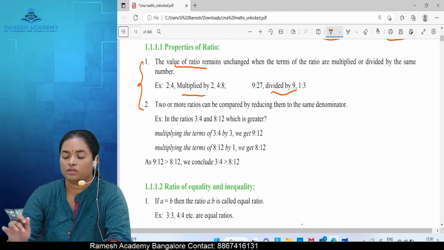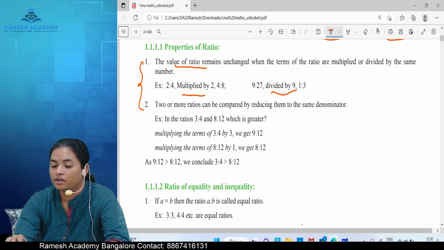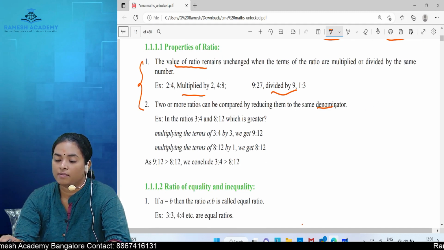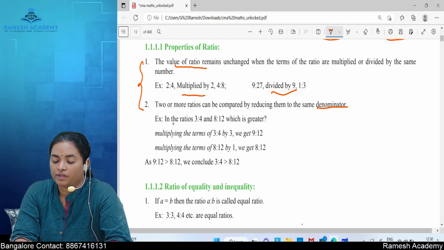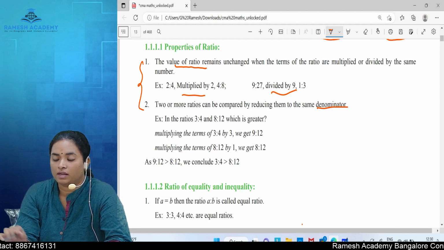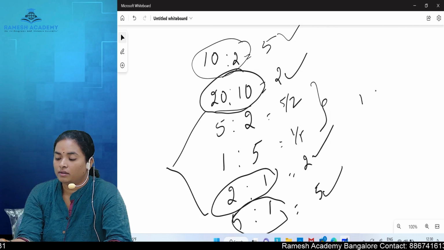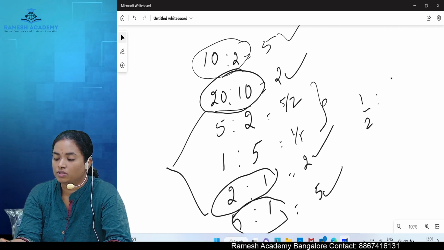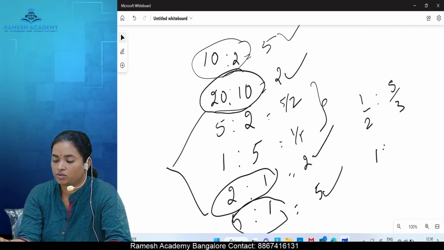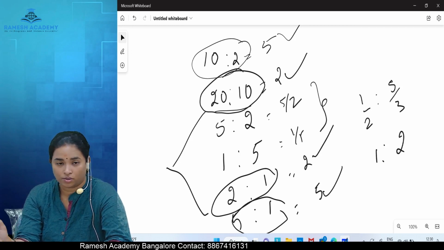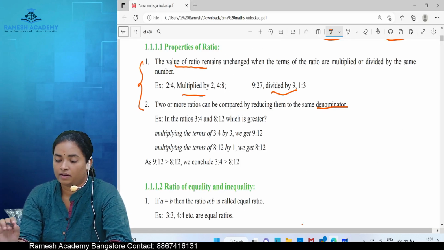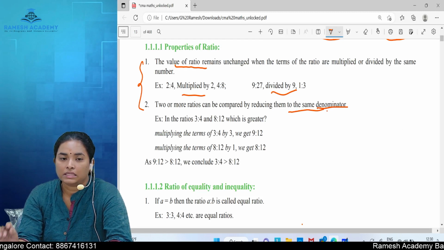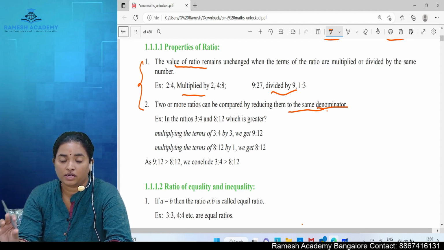Now the second thing is, two or more ratios can be compared by reducing them to the same denominator. Suppose I want to compare, let's say, 1/2 and 5/3, and one more ratio 1:2. This is hard to compare. So if you want to compare such ratios, you make the denominators the same. This is like the normal handling of fractions. Ratios you can relate to fractions with respect to division.